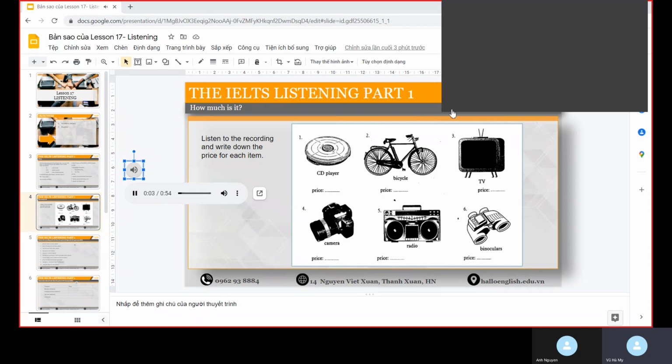Part 4. Money. Exercise 1. How much is this? Listen to the tape and write down the price for each item. 1. How much is this CD player? It's £120. 2. How much does this bicycle cost? It's £90. 3. How much does this cost? The TV set? It's £269. 4. How much is the camera? It's £199. 5. How much does this radio cost? It's only £49. 6. How much do the binoculars cost? £69.